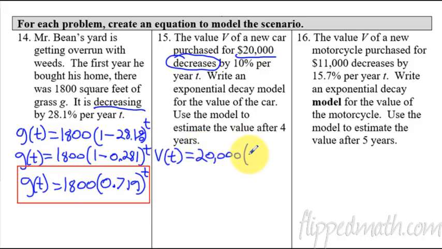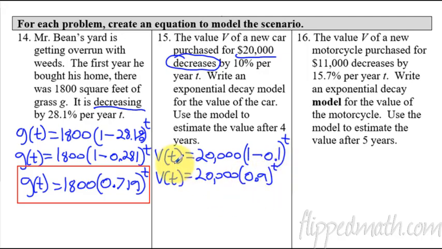$20,000. And then it is 1 minus the 10%. So instead of 10%, I'm just going to move the decimal over 2 places, and that's a 0.1 raised to the t. So I am skipping the step where I wrote this out on the last problem, 28.1%. Instead of writing 10%, I'm just going to go ahead and move the decimal 2 places right now. All right, so now I have V of t is equal to 20,000 times 1 minus 0.1, which is 0.9 raised to the t. Okay, so there's one of my answers.